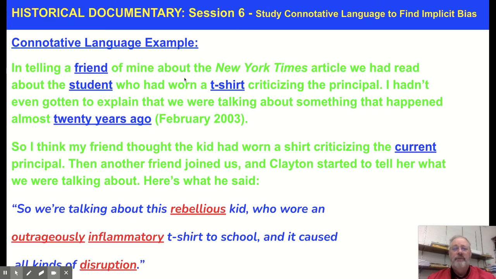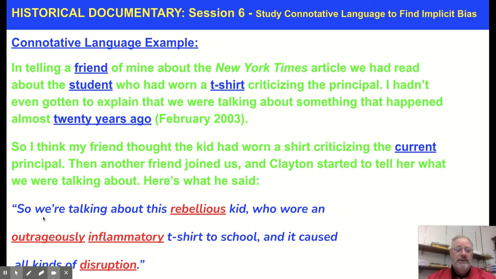It says, in telling a friend of mine about the New York Times article we had read about the student who had worn a T-shirt criticizing the principal, I hadn't even gotten to explain that we were talking about something that happened almost 20 years ago. So I think my friend thought the kid had worn a shirt criticizing the current principal. Then another friend joined us, and Clayton started to tell her what we were talking about. Here's what he said. Okay, and I know this is just a snippet from an article.